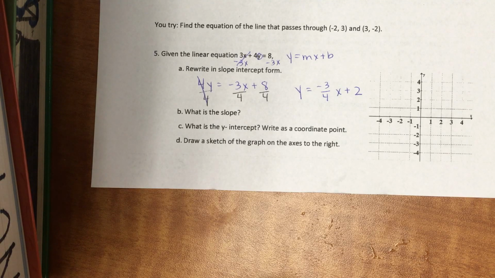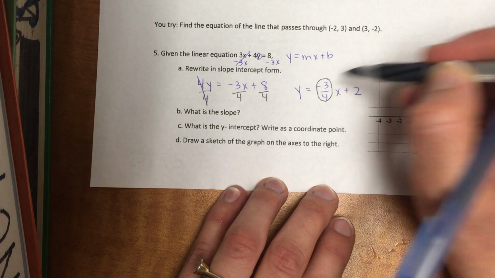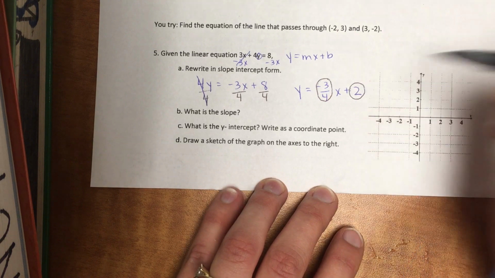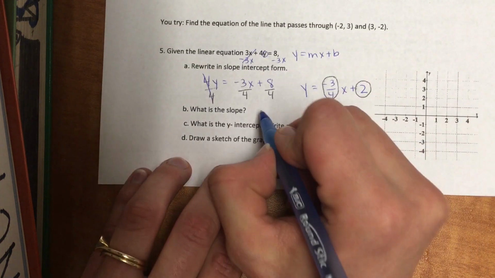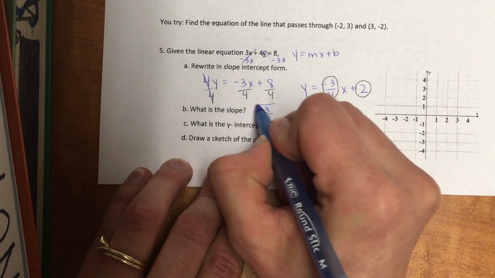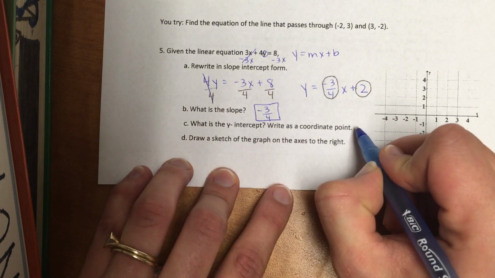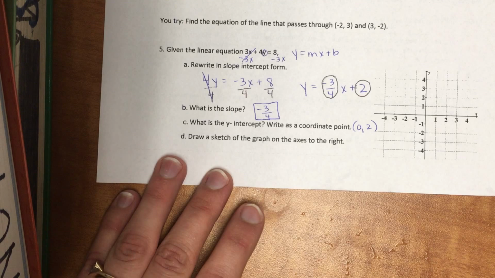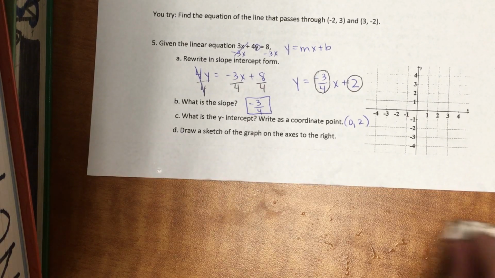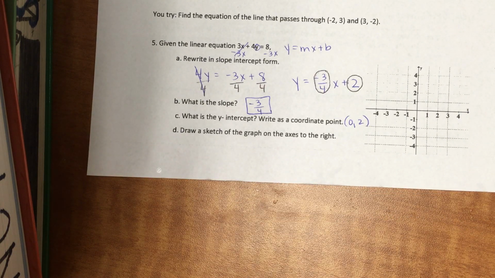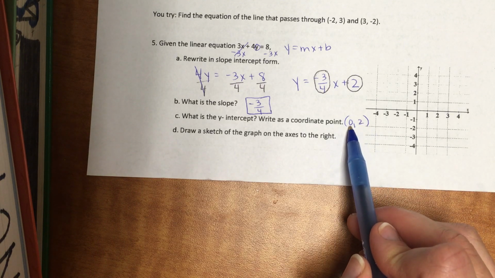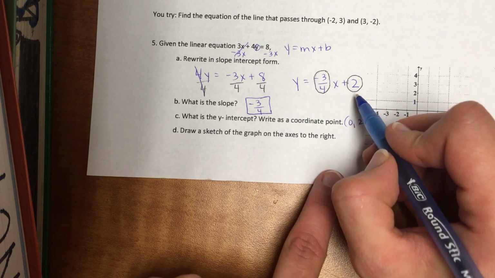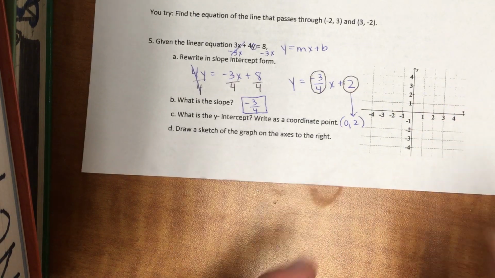Now we can quickly pick out mx plus b. My slope is negative 3/4. My b, my y-intercept, is 2. And when you write it as a coordinate point, the y-intercept always is where your graph crosses the y-axis. X is 0 at that point. So this should always be a 0, and your b value goes here in the y spot.